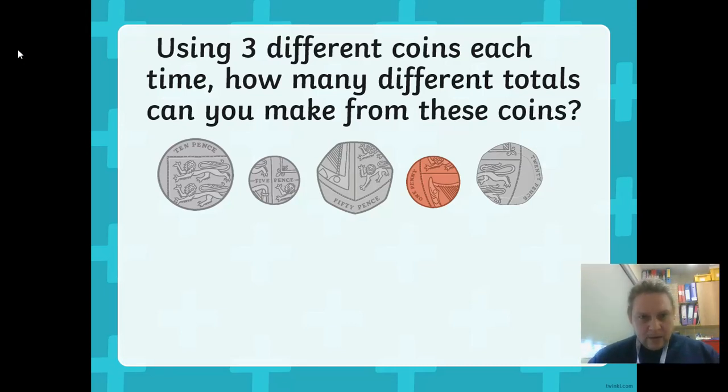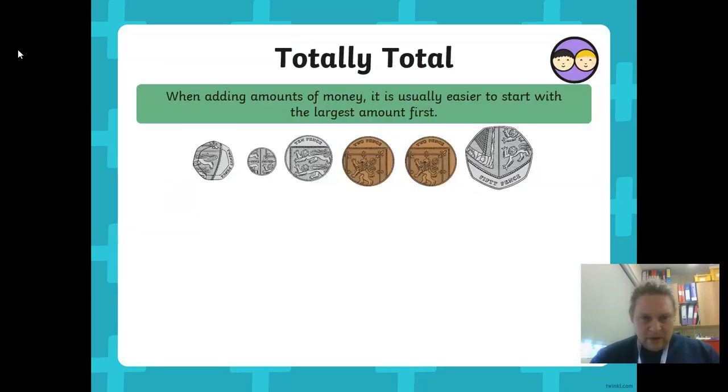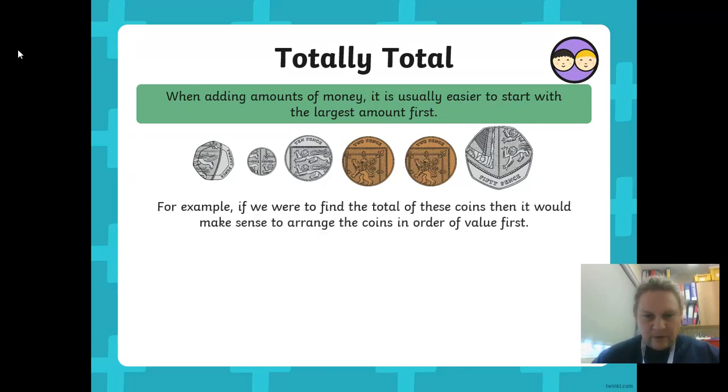All right. So let's have a look at this. When adding amounts of money, it's usually easier to start with the largest amount first. Okay, for example, if we were to find the total of these coins, then it would make sense to arrange the coins in order of value first. So just have a think, which is the biggest coin? We're going to put that one first. Okay, it's 50p, isn't it?